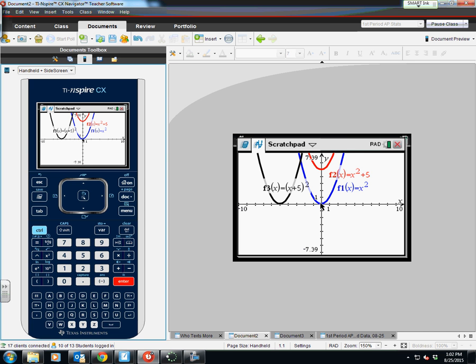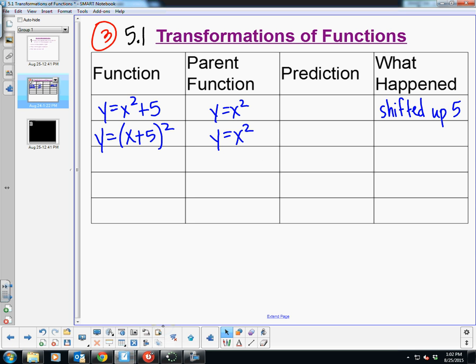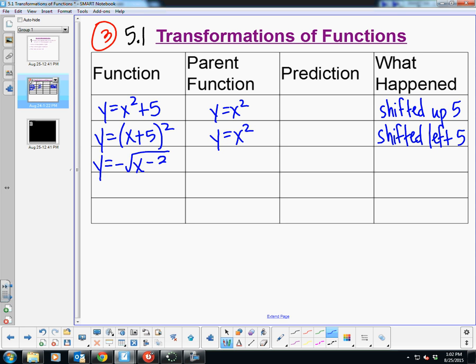Okay, so what happened there? Shifted left 5. Is anyone correct on that prediction? Good job, Hope. So this shifted left 5. Okay, let's do this one. y equals a negative square root of x minus 3. And the parent function is just the square root of x.